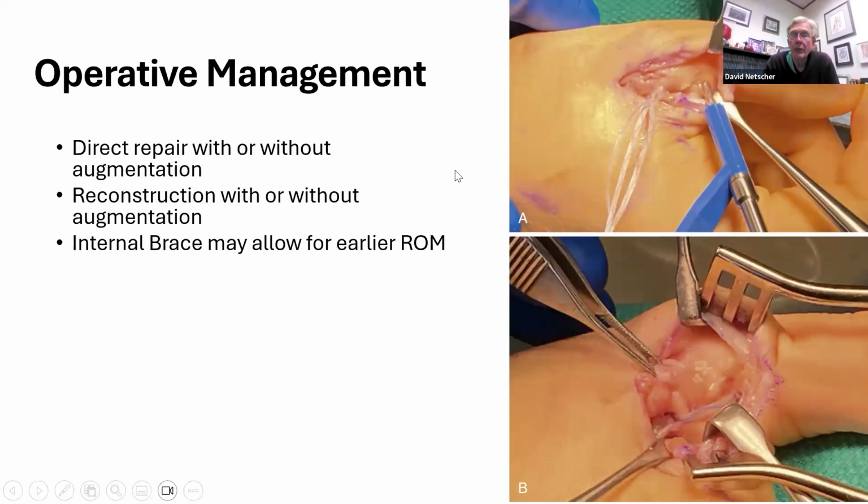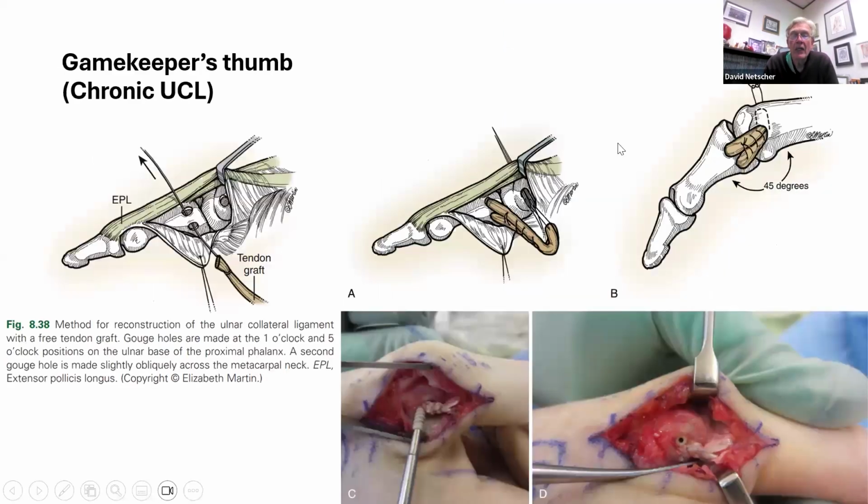We can do a direct repair, sometimes augmented with synthetic materials. And as I've said, if you've got a chronic problem and you don't have native tissues, we have to use tendon grafts, for example, through bone tunnels to try and secure and recreate that ligament.